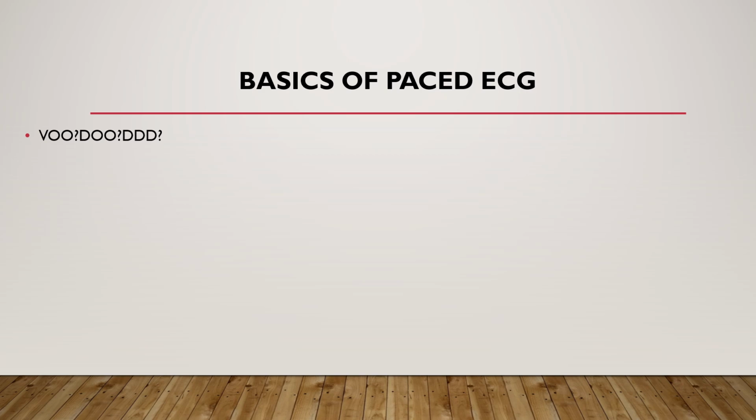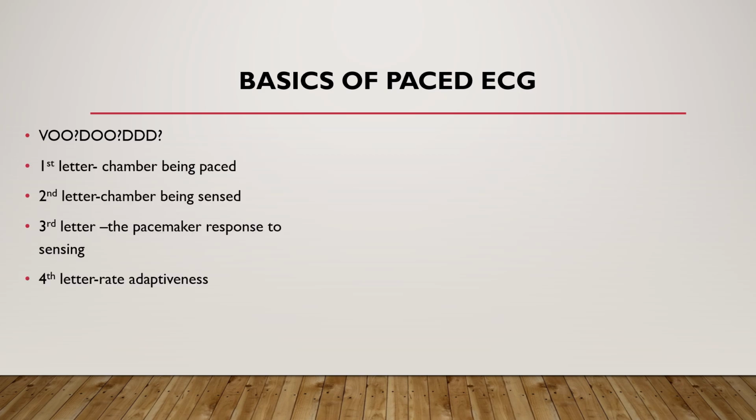So let's talk about basics of a paced EKG. You may have heard of different abbreviations for a pacer, such as, for example, VOO, DOO, and DDD. So what do they mean?